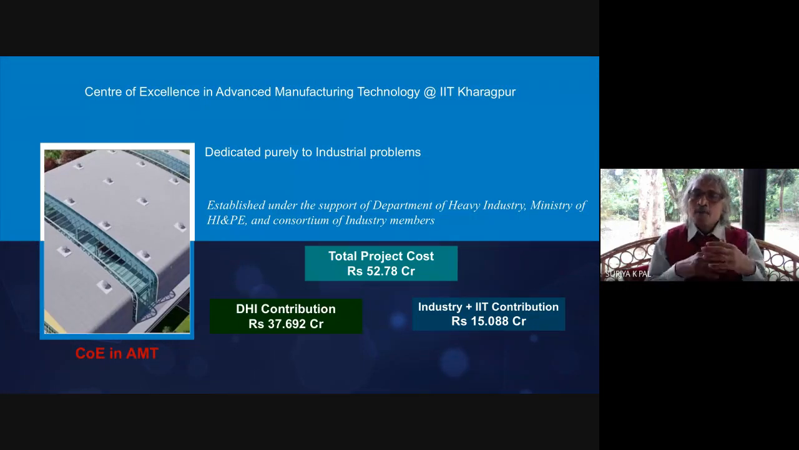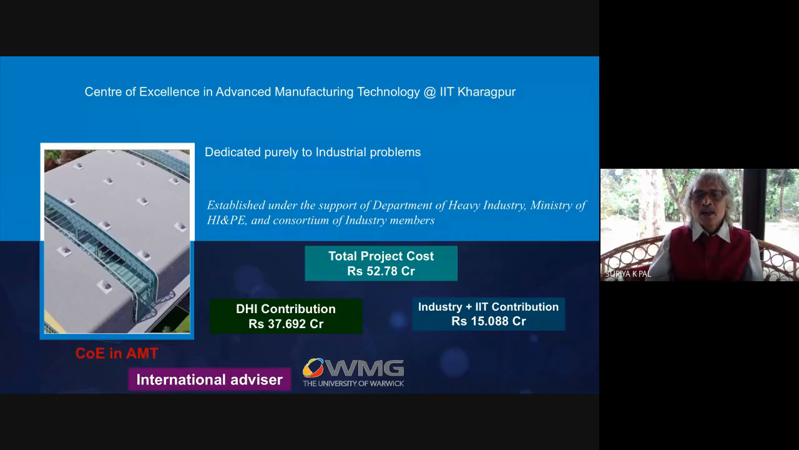then we formed a consortium of the industries, 6 industries. With the 6 industries' help, we started our journey. So industries also gave some fund. DHI, Department of Heavy Industries, gave a huge grant. With this support, we created the Center of Excellence. We are also in touch with the world's best manufacturing research center, the Warwick Manufacturing Group in the UK. So we are constantly in touch with them, getting their guidance to take it forward.